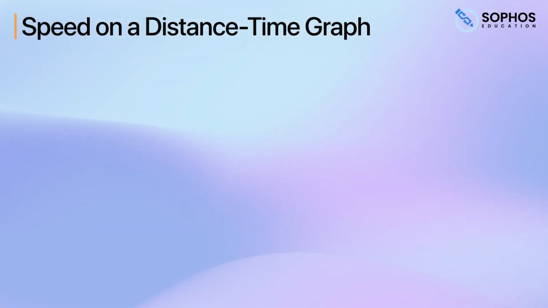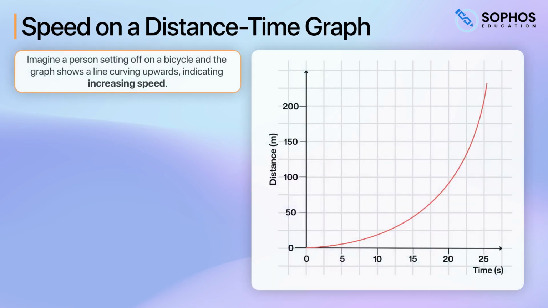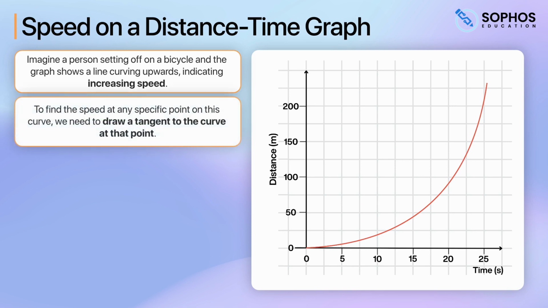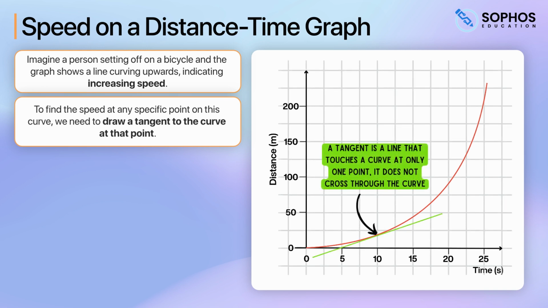Next, let's consider a more complex scenario where the speed is not constant. Imagine a person setting off on a bicycle, and the graph shows a curving line upwards, indicating increasing speed. To find the speed at any specific point on this curve, we need to draw a tangent to the curve at that point. But what do we mean by a tangent? Recall from our maths lessons that a tangent is a straight line that touches a curve at a point but does not cross the curve.